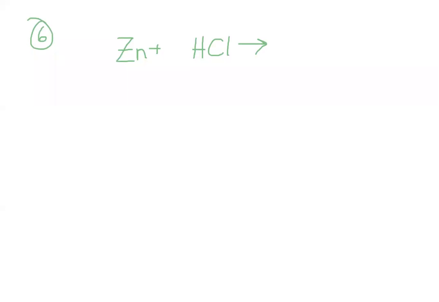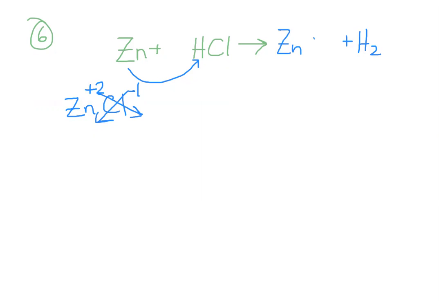This would be a single replacement. So we're going to replace the zinc with the hydrogen, and then the hydrogen's going to be by itself. So we're going to have hydrogen by itself over here, and hydrogen always has a 2 when it's by itself. So we have to put zinc and chlorine together. Chlorine has a -1, and zinc has a +2. So when you go like this, that becomes ZnCl2. And that is what the equation looks like.